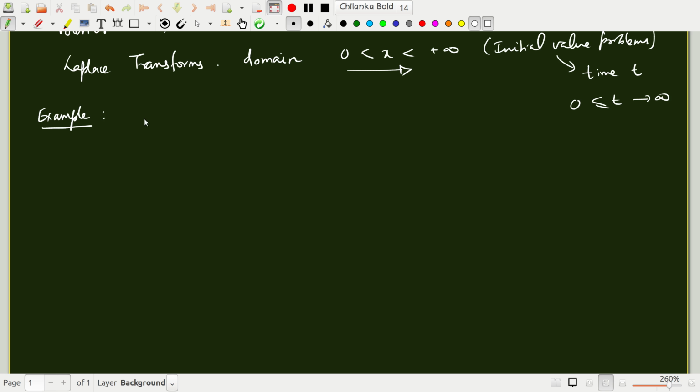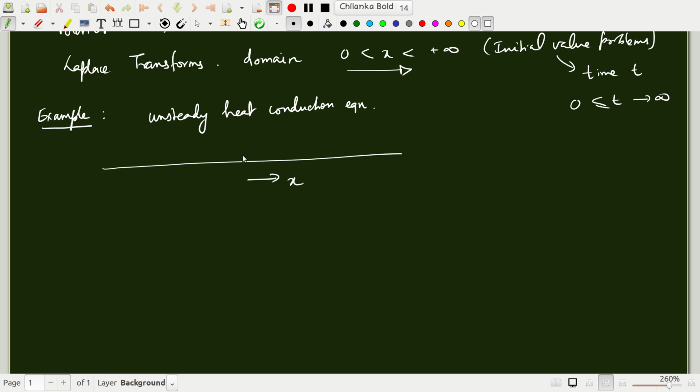I want to solve the unsteady heat conduction equation. Alright, and suppose you have an infinite rod, and suppose this is the x direction and this is the origin, x equal to 0, this is plus infinity, let's say, and this is minus infinity, and you are interested in understanding, suppose I give over this rod an initial temperature profile.